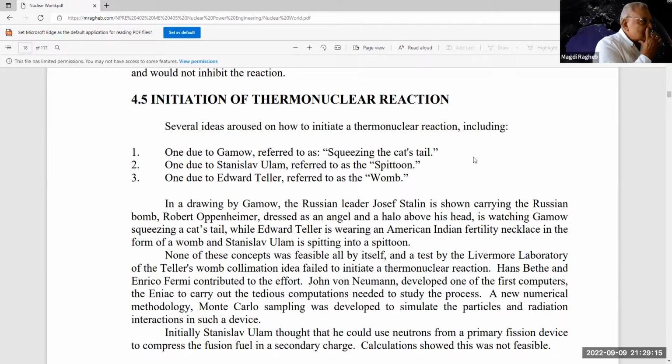Three different ideas were suggested. One due to a scientist called Gamov, designated as squeezing the cat's tail. One by Edward Teller, the originator of the idea, called the womb. We'll see what it means by that. And another gentleman in the project, Stanislav Ulam, a mathematician, called it the spittoon.